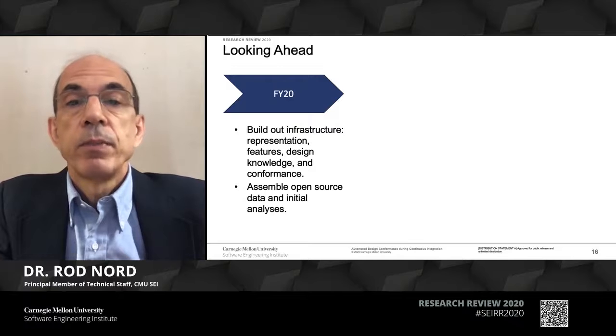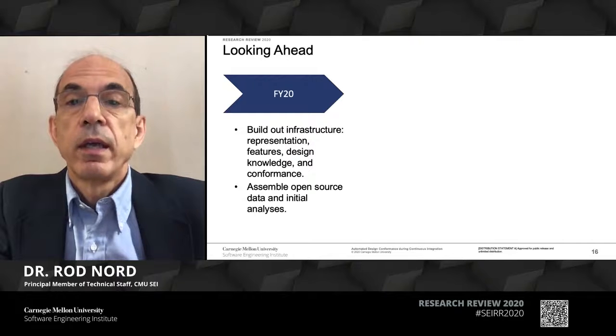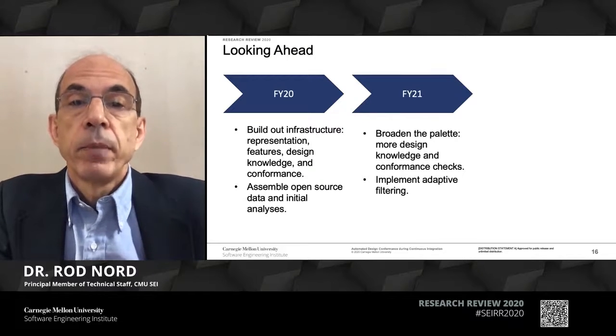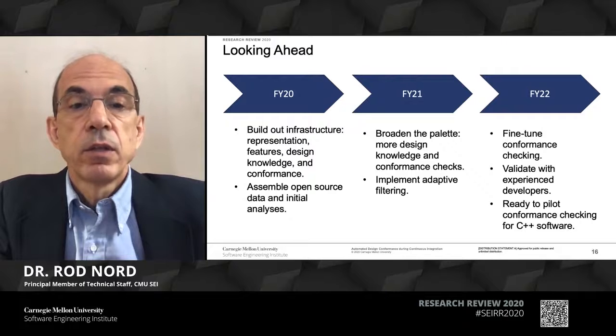This year, we've been building out infrastructure that consists of graph representation, feature engineering, design knowledge, and conformance checking. We're assembling open source data and conducting initial analyses. Next year, we'll broaden the palette by adding more design knowledge and conformance checks and implementing adaptive filtering. In the year that follows, we'll fine-tune conformance checking, validate the prototype with experienced developers, and be ready to pilot conformance checking for C++ software.